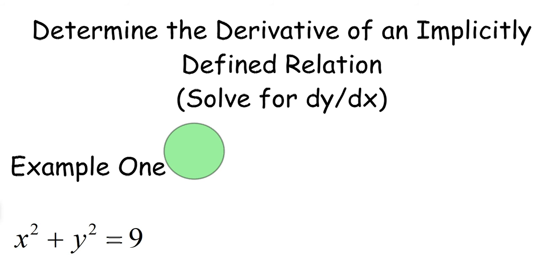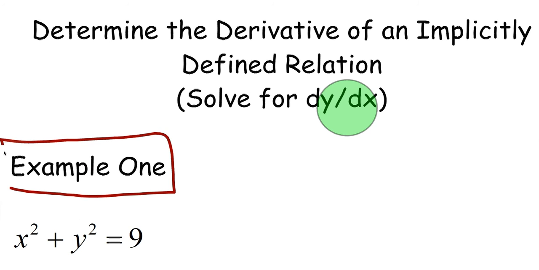Let's take a look at how to take the derivative of an equation. The way I've titled this lesson is determine the derivative of an implicitly defined relation. Basically what we're going to be doing is solving for dy dx this time, getting it by itself. I'm going to talk a little bit too about how that's relevant, particularly in this example.